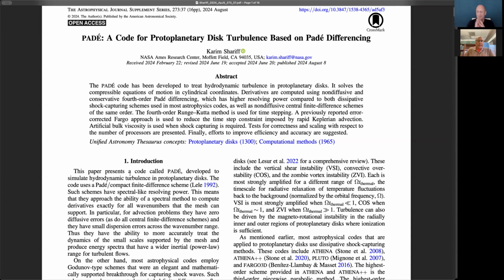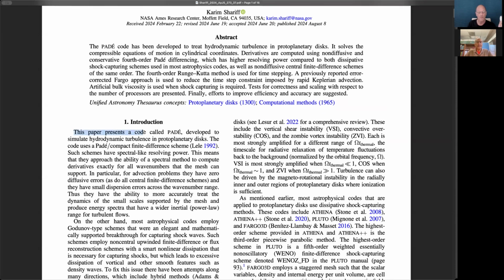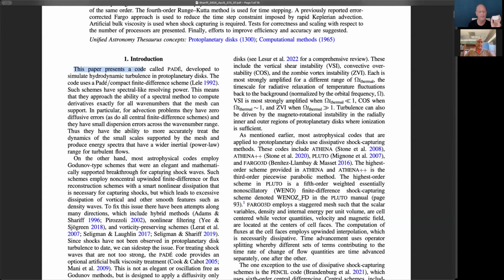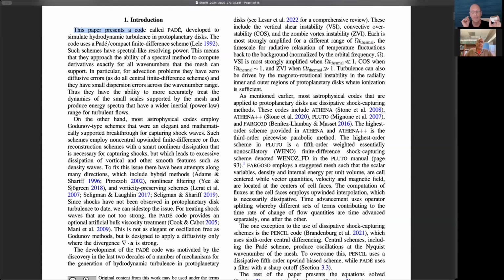Okay. So basically the paper describes a code. We call it Padé because the scheme that it uses is Padé differencing. Now, Padé differencing has been used in the aerodynamics community, I would say, starting around 1992 when Lele made it very famous. But it hasn't been used in the astrophysics community. Well, because it's not really that general.